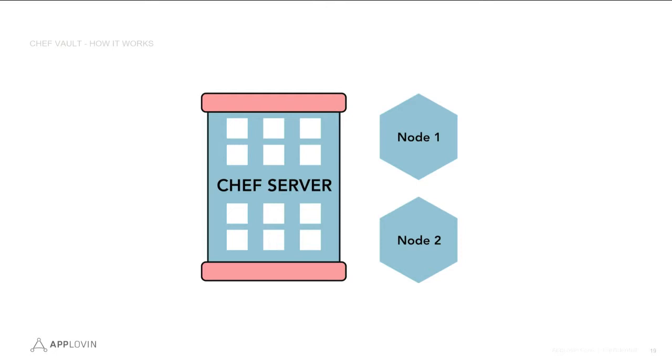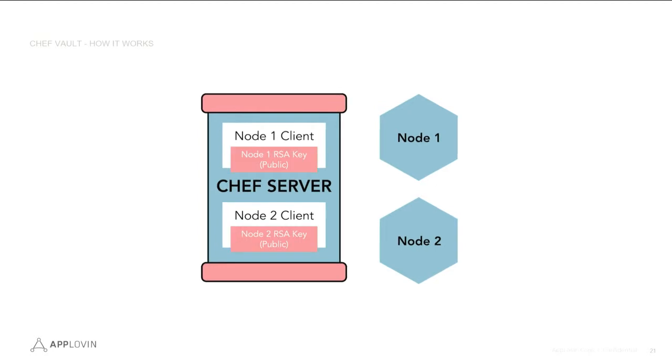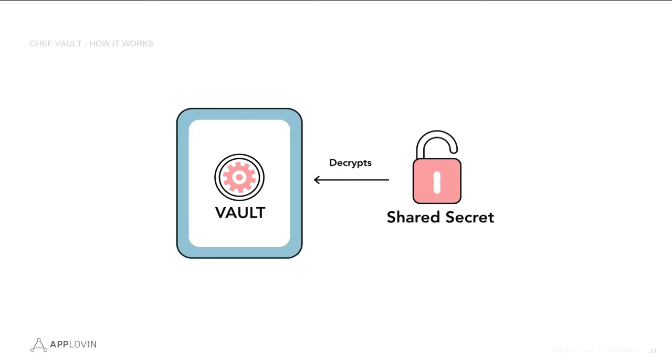Imagine you have a Chef server and 2 nodes. Each node is represented by a node client object in your Chef server. And each node can be managed through an RSA key pair. So public keys would be stored in the Chef server. Your private keys are in the nodes. And essentially, we can use this key pair to encrypt our sensitive information in our Chef Vault.